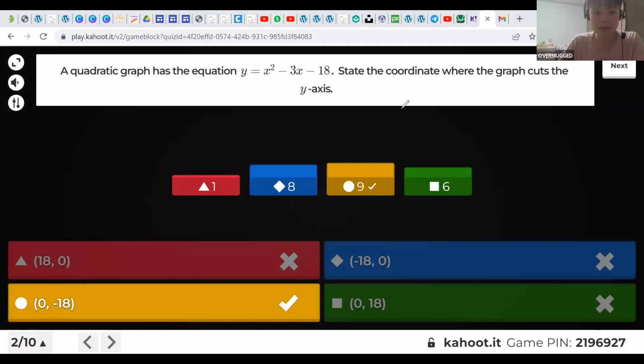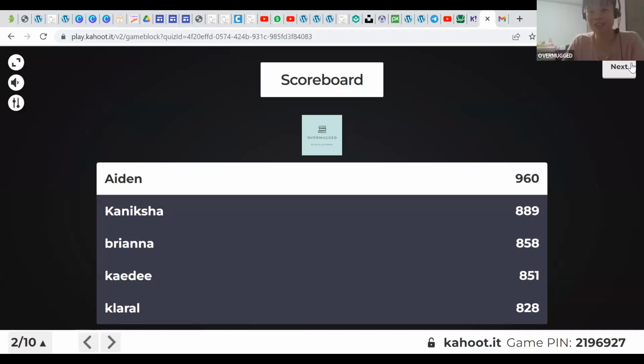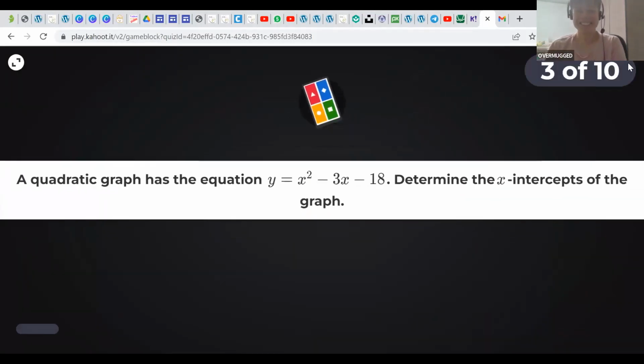Uh-oh. Cuts the y-axis. So the x-coordinate should be 0. Okay. Can, right? When you draw like that, cuts the y-axis, your x-coordinate is 0, right or not? Okay, it should be negative 18, so down here. So take note. The questions are quite tricky, so take note. Don't choose so fast. It's just slightly longer.